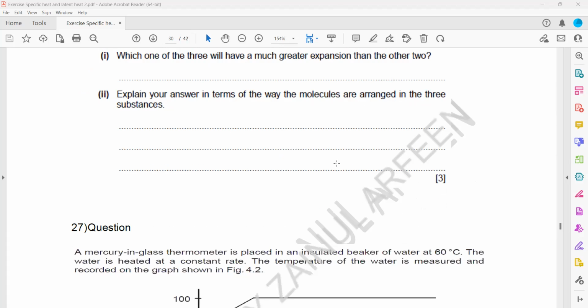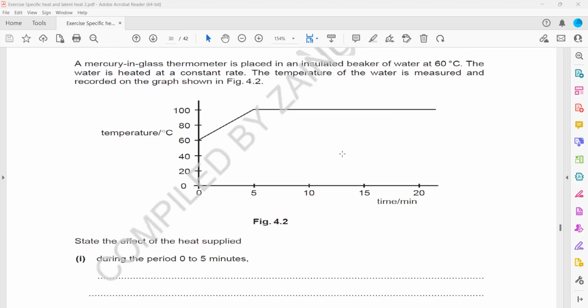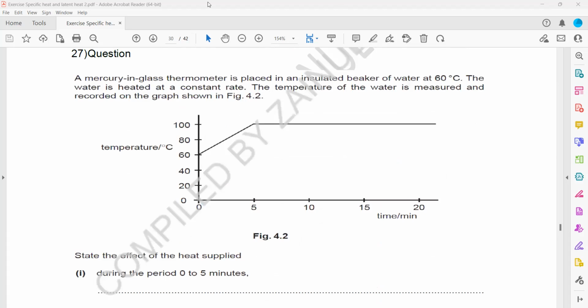There are strong bonds, you can say, as well in a solid. A mercury in a glass thermometer is placed in an insulated beaker at 60, and the water is heated at a constant rate. The temperature of the water is measured and recorded on the graph. State the effect of heat supplied during 5 minutes.